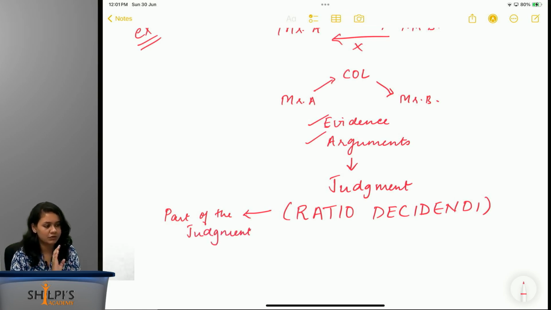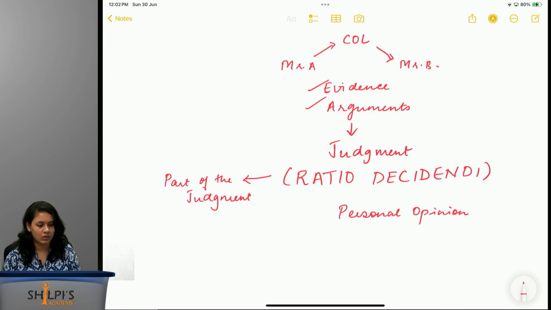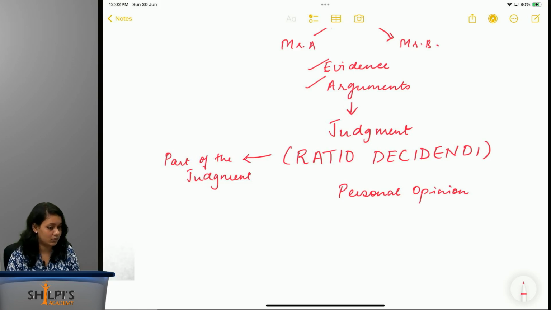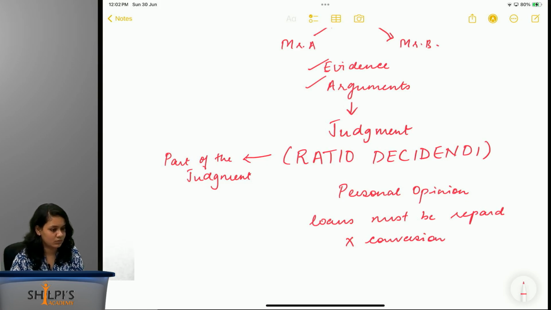Wherein the court is saying, I have heard all the facts, I have heard all the evidence, and I am giving this particular decision. However, while he is giving this judgment, he also has a personal opinion somewhere in it. The judge is saying, it's my personal opinion that loans should not be converted into equity shares. Just for example's sake, loans must be repaid in full and must not encourage conversion into other forms. I'm just making up this example. The judge has his personal opinion. Maybe he has bad experiences with money or something like that, and he says that this should be the practice to be followed.